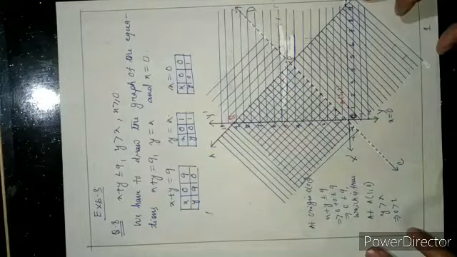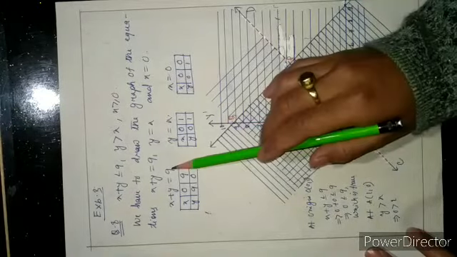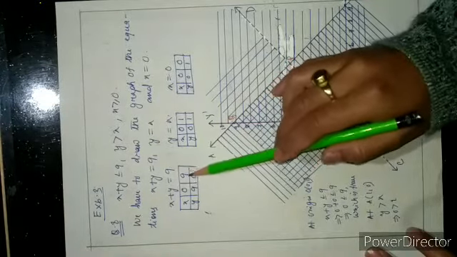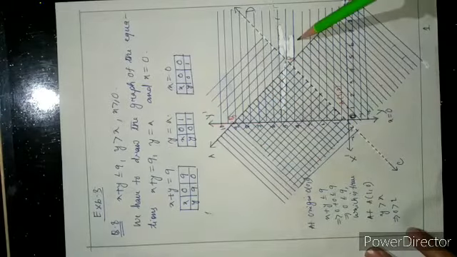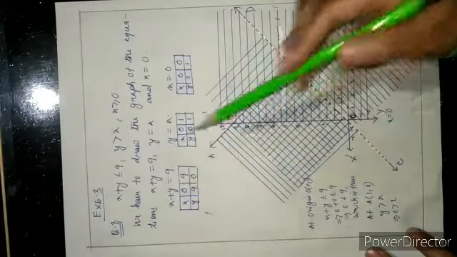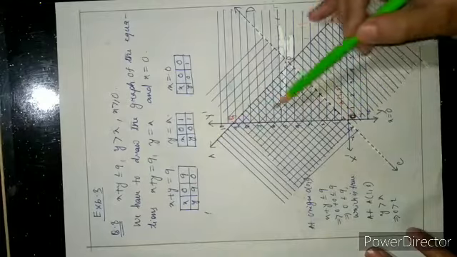First we draw the graph of the equation x plus y is equal to 9 by plotting these coordinates in the Cartesian plane. When x is equal to 0, y is equal to 9.